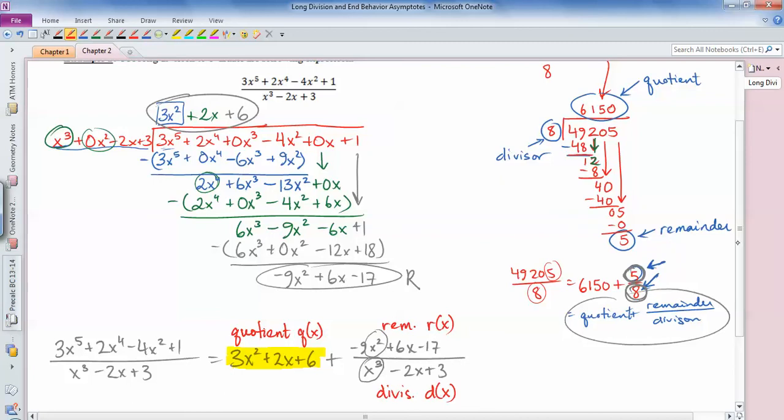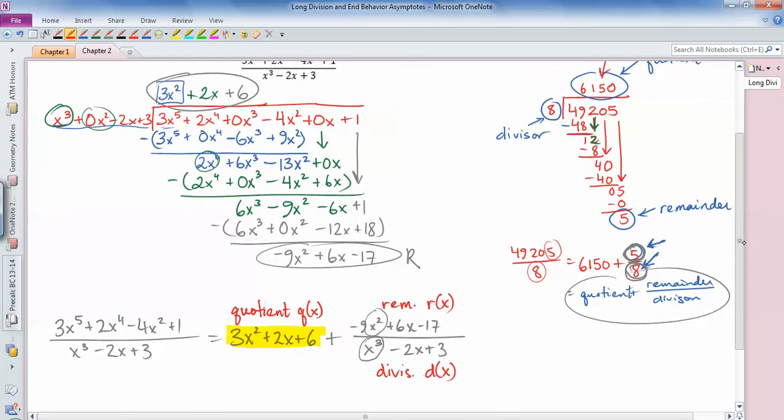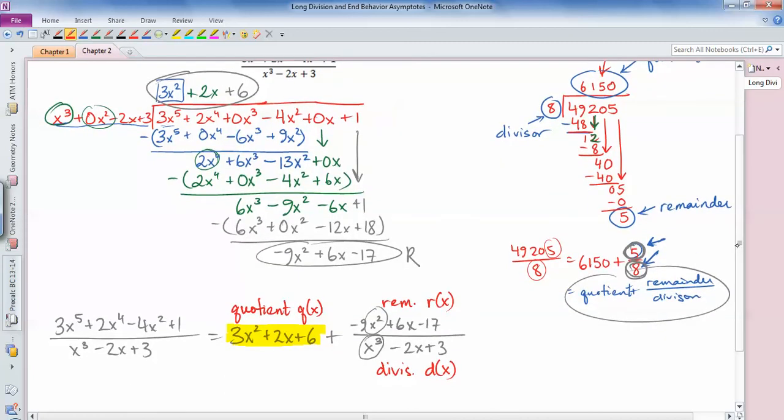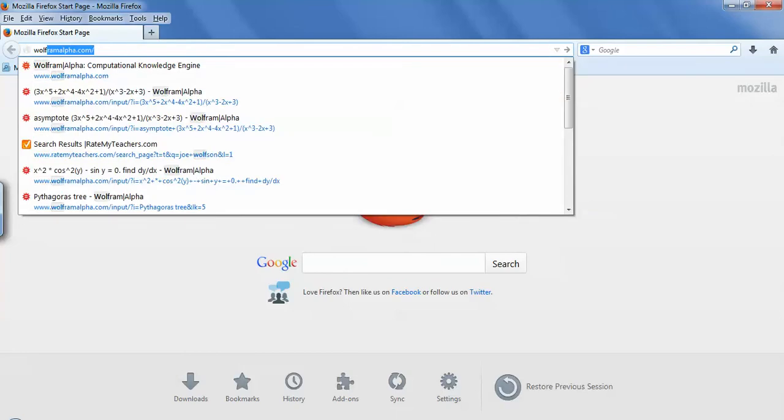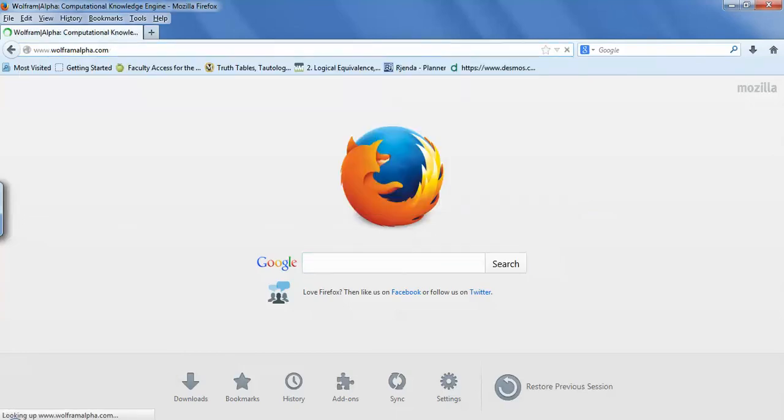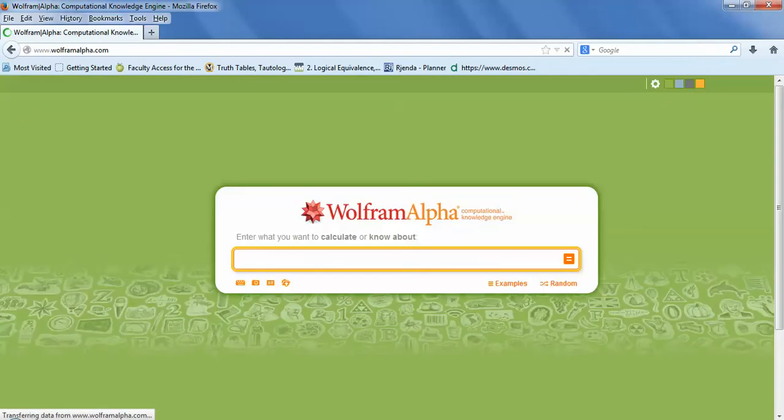What I want to show you now, and I did this in class for those of you that were absent, was I showed a website that I've talked about a couple of times, wolframalpha.com. So I'm going to go to that right here. So let's go up here, wolframalpha.com. Hopefully this will work. There it is.